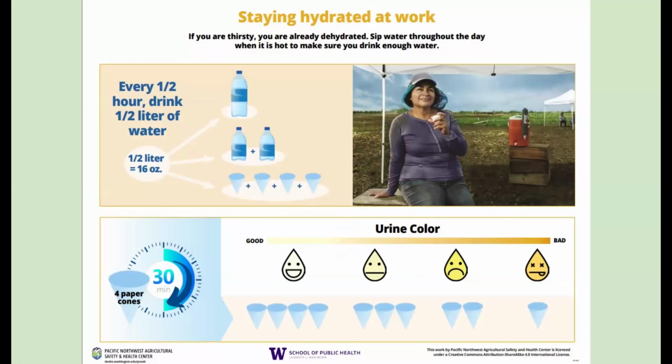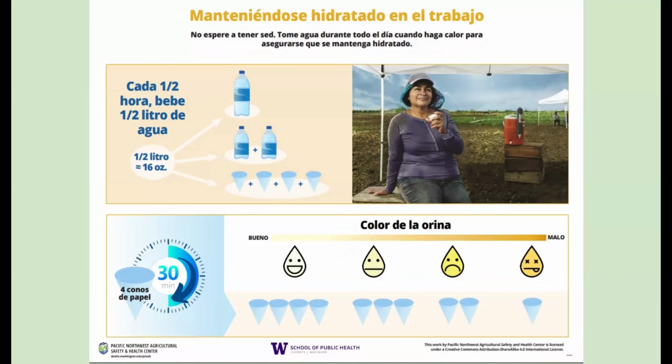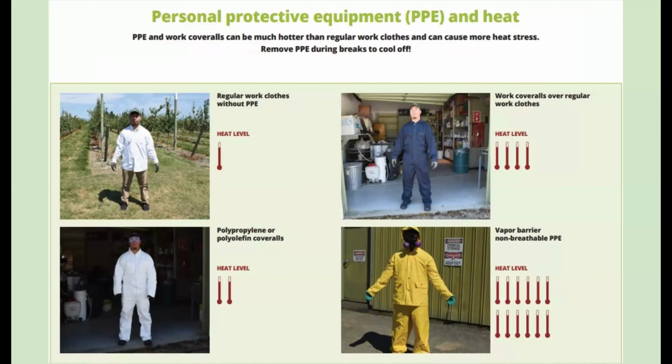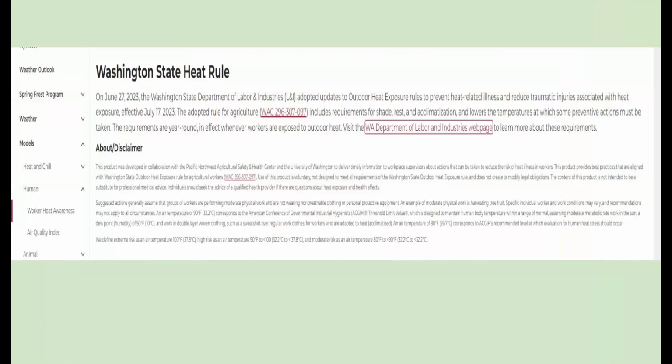Another one, for example, is this one. Stay hydrated at work. Posters that are simple, to the point, colorful, that kind of get attention when you see them hanging on your walls and in your shop, that you can use in your training, in Spanish and English. And this is the one about PPE and heat, also available in Spanish and English. And also, as Sean was saying, on the internet there are also links directly related to the Washington State heat rule that you can just click on and go straight to the web page and check it out.